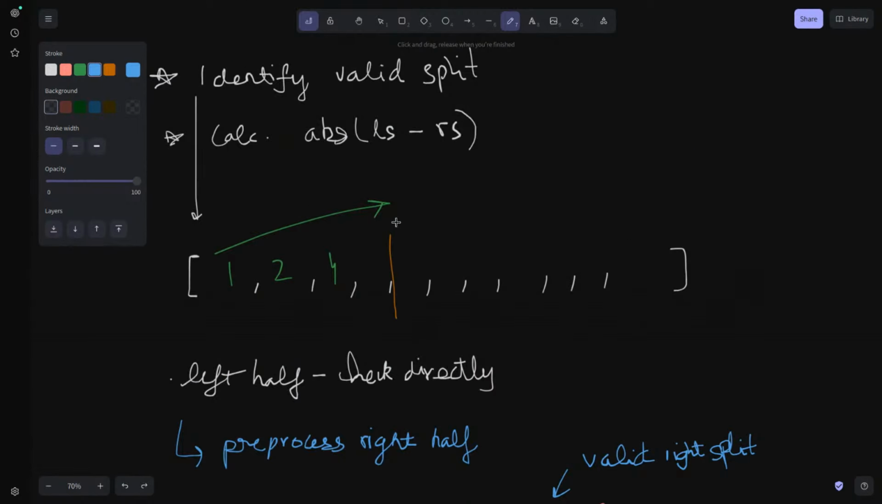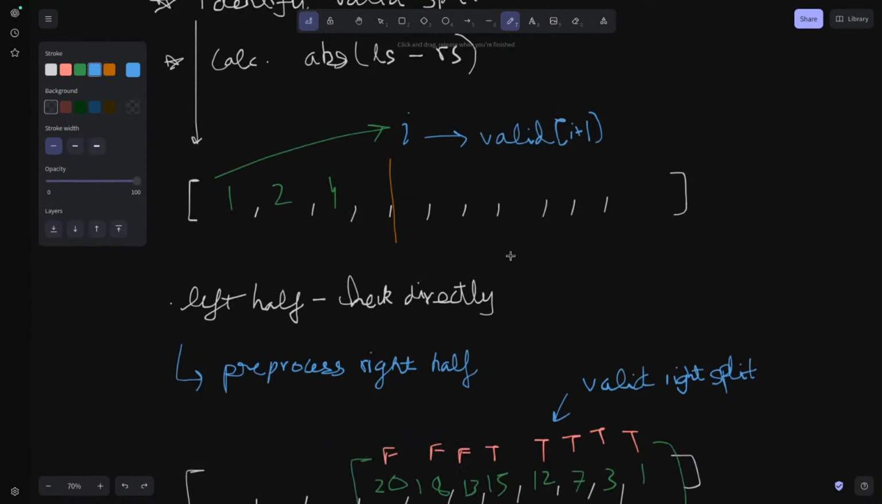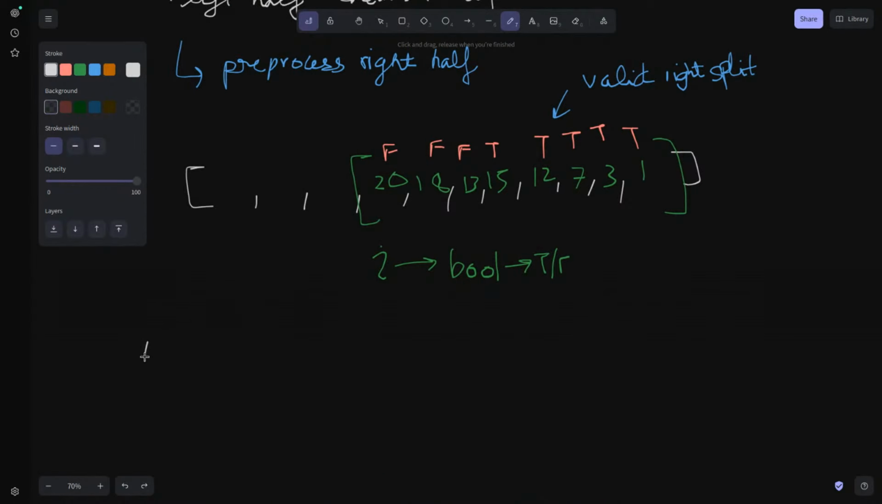So now we can simply check during this I, we can check if I plus 1 is valid. Okay, during the iteration of I, we can check if I plus 1 valid is true, right? If I plus 1 valid is true and the current I is also valid, so that means both left half and right half are valid, then we can do the second part, which is calculate the difference between left sum and right sum, right? And how do we calculate the difference between left sum and right sum?